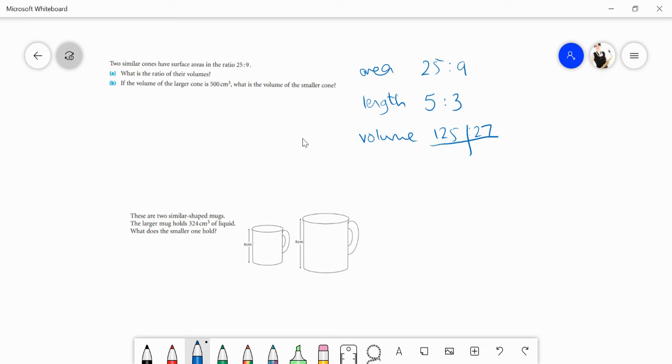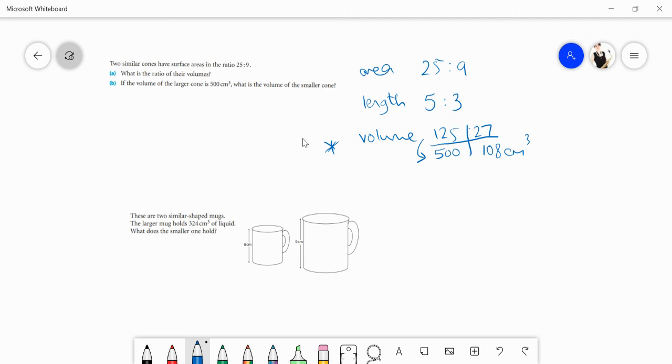I'm told that the volume of the larger cone is 500. So this is the question I'm trying to answer. Once I've got to the dimension I'm interested in, I can use my grid. Now I can see that this is an obvious multiple of 4. So down here, I'm going to have 108 in there, multiplying the 27 by 4.